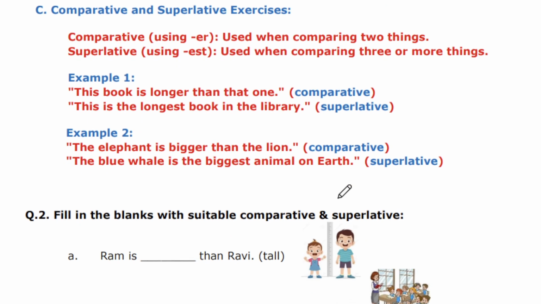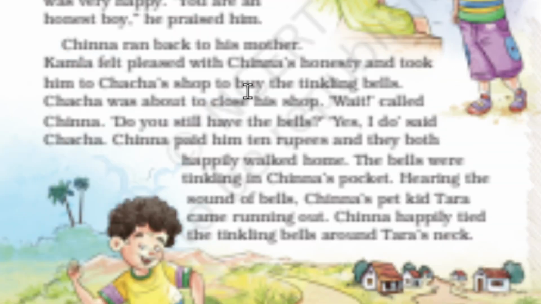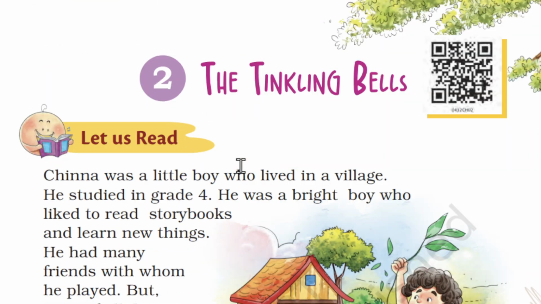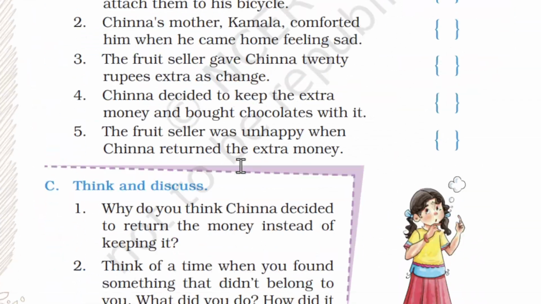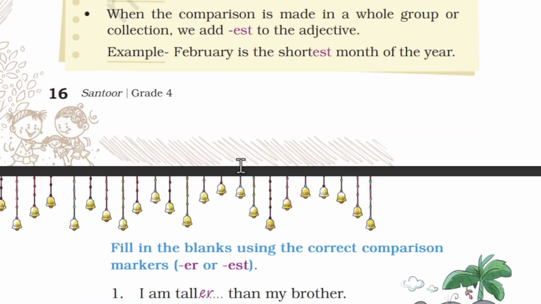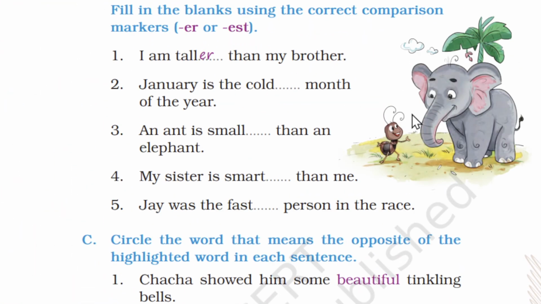Okay, next, comparative and superlative exercise. So what is comparative and superlative? What is the difference? Comparative means when comparing two things. I already explained this when we did the lessons. I think it is in lesson 2, right? Yes, the lesson The Twinkling Bells. So if you missed it, you have to watch the video first, understand the lesson, and then come for the grammar part. So this is the comparison, and the comparison markers are ER and EST.